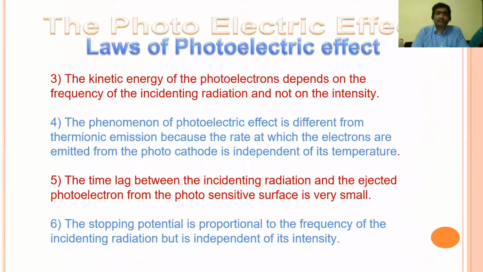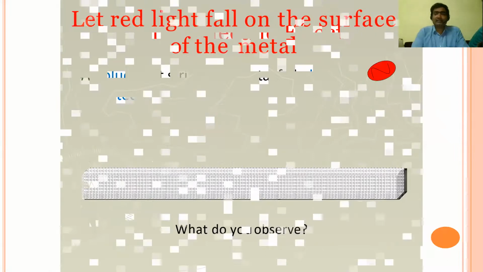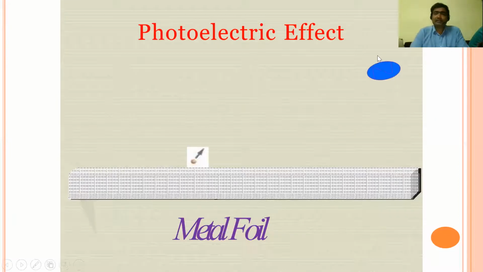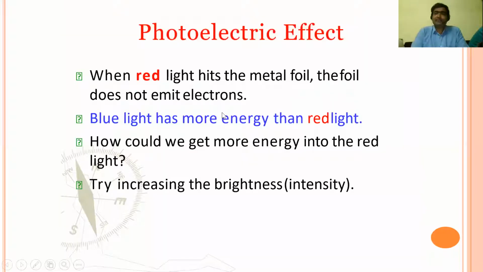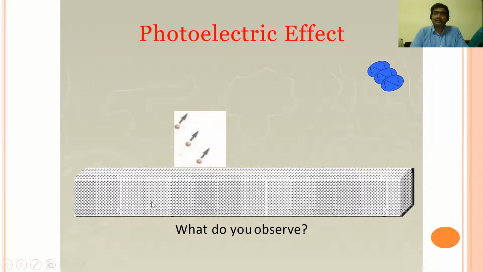So go back to the first law. Photoelectric current is directly proportional to the intensity of incident light. So it is obvious that when you perform the experiment with low intensity, one electron is emitted. When you perform the experiment with high intensity, then more electrons are ejected. So the number of electrons ejected is directly proportional to the intensity of the incident light.